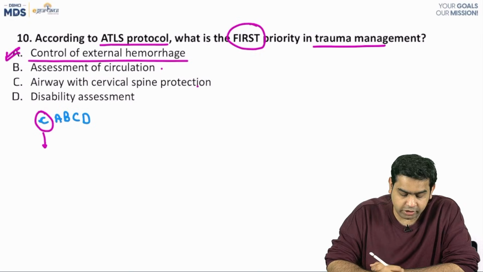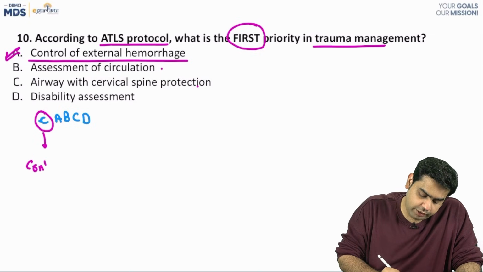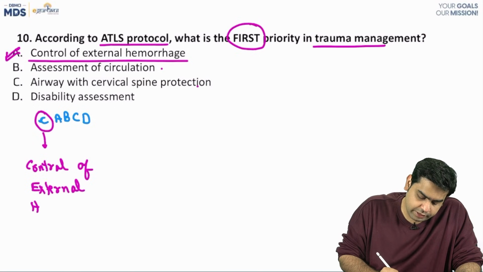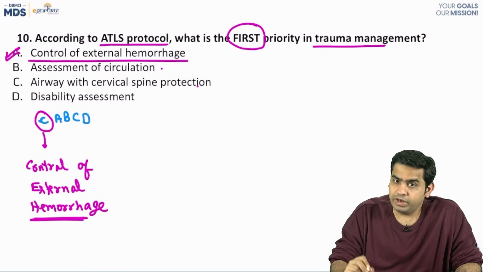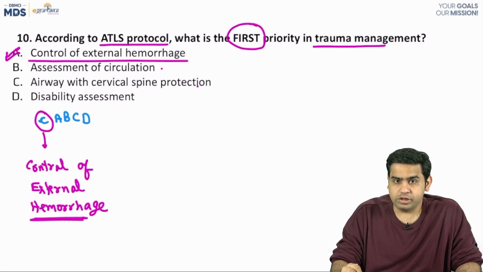So please understand this C basically stands for control of external hemorrhage. What does this stand for? Control of an external hemorrhage. Very, very important. I hope you have understood this point, okay.